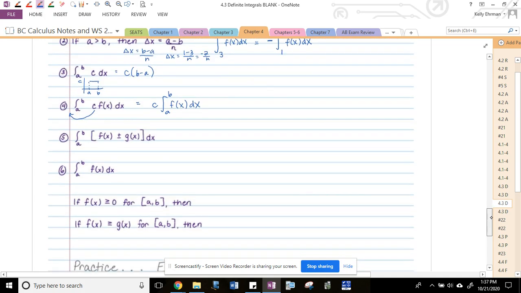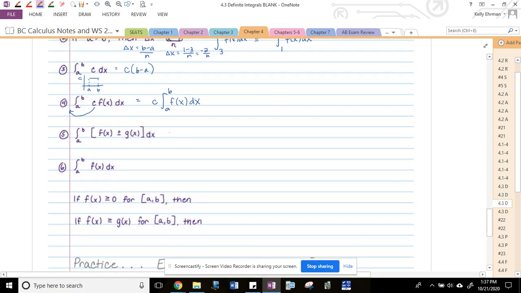And if I have the sum or difference of two functions, I'm allowed to split that into the sum or difference of two definite integrals as well. And when I do that, I've got to make sure I put dx's on both of my integrals. All right.